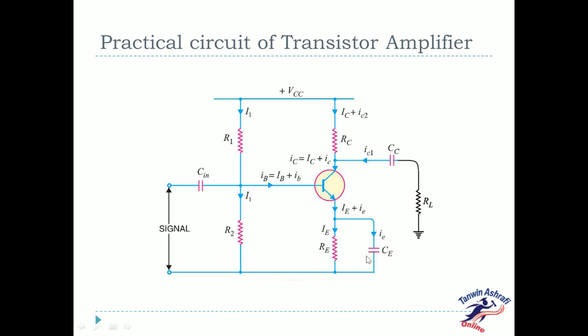Emitter bypass capacitor. The emitter bypass capacitor is used in parallel with RE to provide a low reactance path to the amplified AC signal. If it is not used, the amplified AC signal flowing through the resistance RE will cause a voltage drop across it, thereby reducing the output voltage.